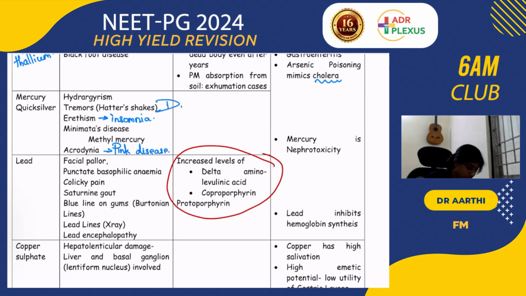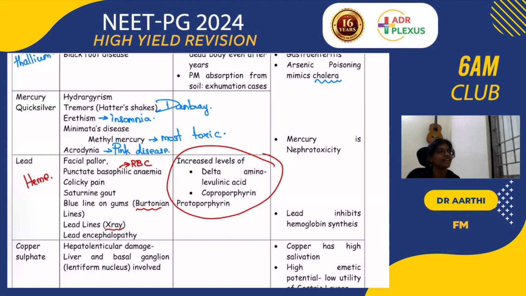Okay, so if they use Danbury, Minamata, methyl mercury is the most toxic form. All right, lead. I'll take a question at the end of this. Lead: you get punctate basophilic stippling in RBCs. Remember, it's going to affect your heme. So you get your Burtonian line, you get your lead lines in the X-ray. The patient gets encephalopathy, all these lines, Cabot's ring. All of this is seen in lead poisoning.